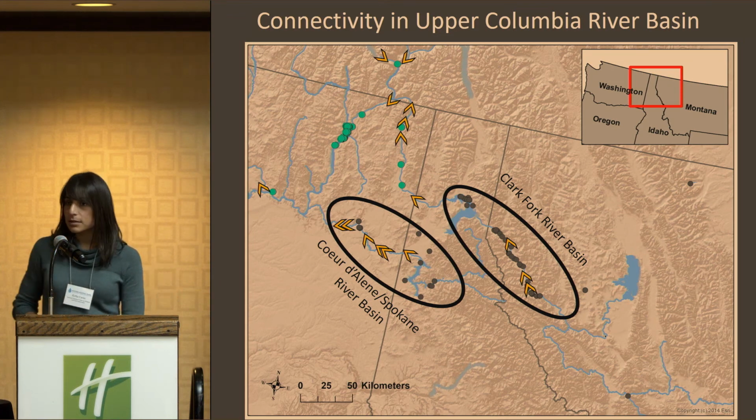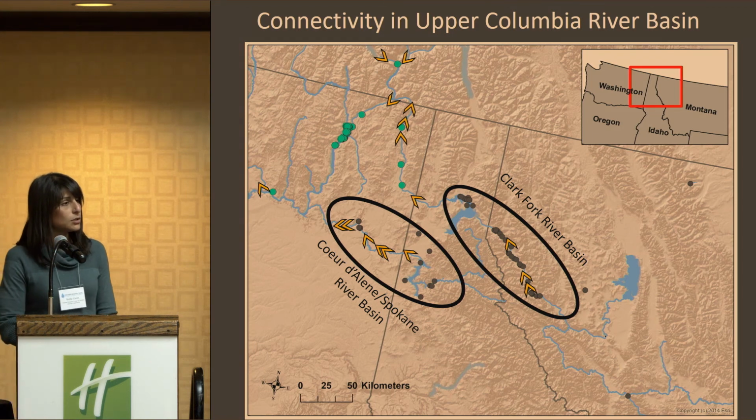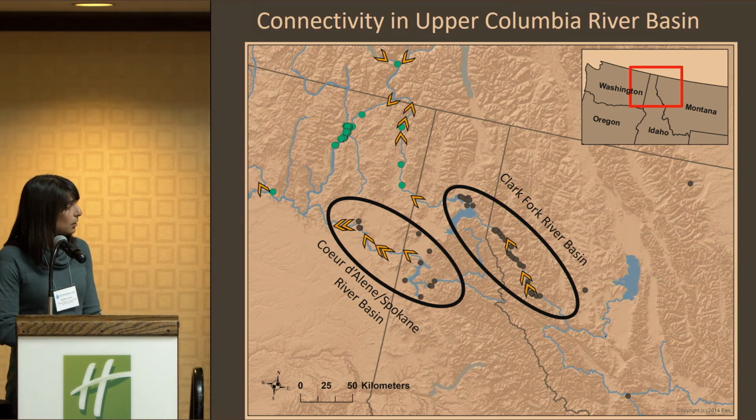In contrast, if a fish from the Coeur d'Alene River Basin were to get up into eastern Washington, that would likely need to be aided by human transport, because we know that pike, while they may be able to swim down these dams, cannot swim upstream over them.